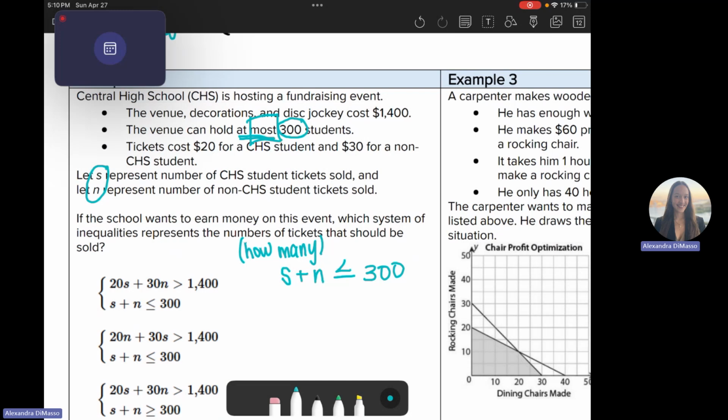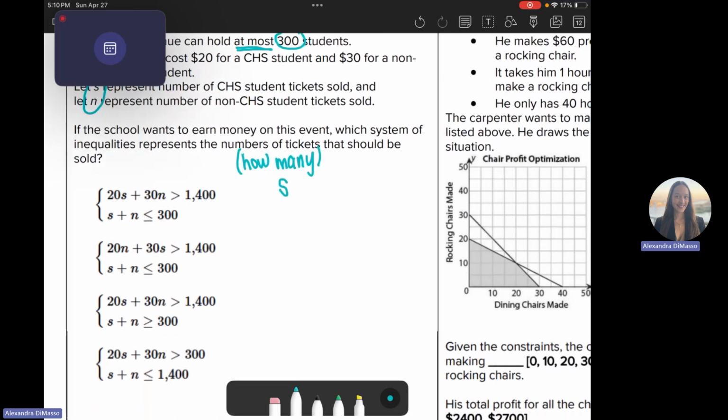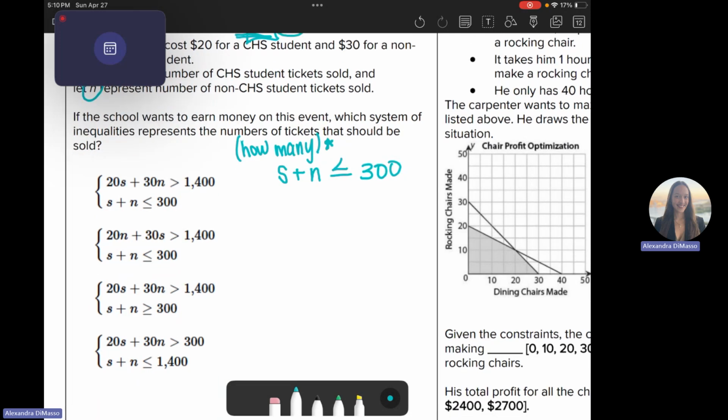So already there's my first equation for how many. When you're writing equations, you're always going to have one about how many, and you're always going to have one about money. So that's kind of how you can think about writing your two equations. So already as I look at my answers here, this one's wrong and this one's wrong. So fantastic.